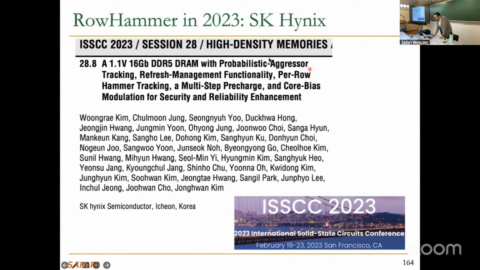It talks about several different mitigation mechanisms. So it's important that it's from SK Hynix because this is one of the major three manufacturers. They talk about per row hammer tracking, multi-step precharge, core bias modulation, like different techniques of mitigating RowHammer. They do not disclose again which one of those they employed in their systems, but it's a good instance in the literature that talks about some concrete mechanisms.